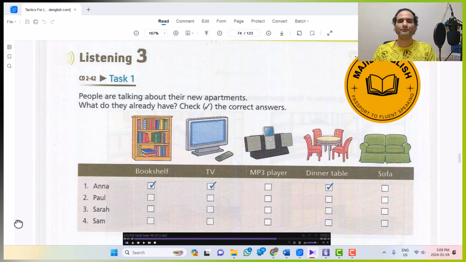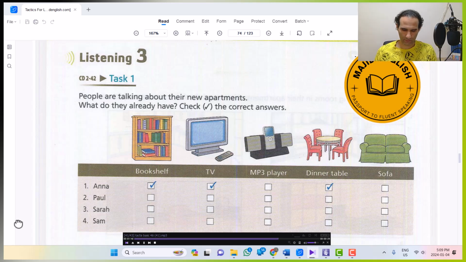Okay. My summary for the part is that for the bookshelf, she does not need one because she does not have lots of books. And the TV, she got a used one just for $50 the other day, for which she's so happy. And for the MP3 player, unfortunately, she does not have the money to buy one right now. She's got a dinner table, which is big enough for 6 people. And she has also bought a cheap sofa. Okay, and the last one, Sam.